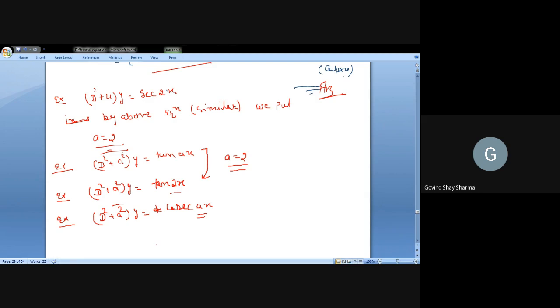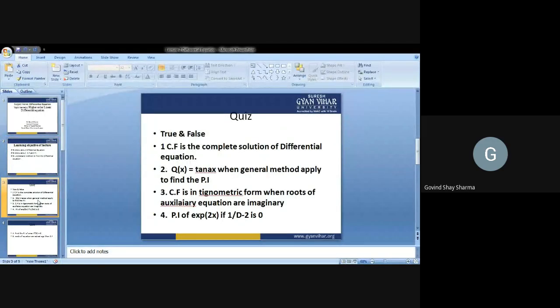Okay. Now, the quiz time. Now, I come back to the quiz. True and false. CF is the complete solution of differential equation. What do you think? CF is the complete solution of differential equation? No. CF is a part of the solution. So this is wrong. False.